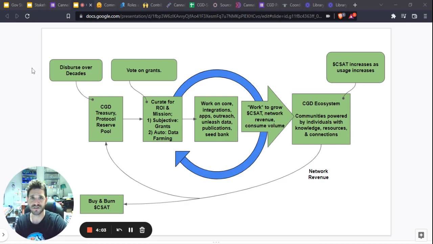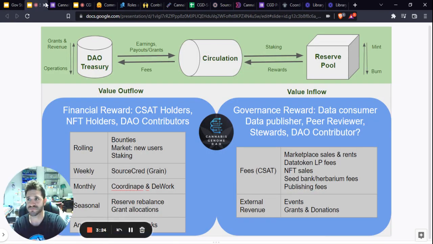So the plan here is with our CSAT token, our CSAT Cannabis Sativa token. We will disperse that over decades, at least. Right now, the plan is to do it over a period of at least 10 years, and from the initial allocation, it will be the option to mint more if necessary, but essentially that will be distributed to the DAO treasury and the protocol reserve pool, and that will help flow out to the circulating supply, which was covered in a previous video discussing stakeholders in the governance deck. So that looks like this right here.